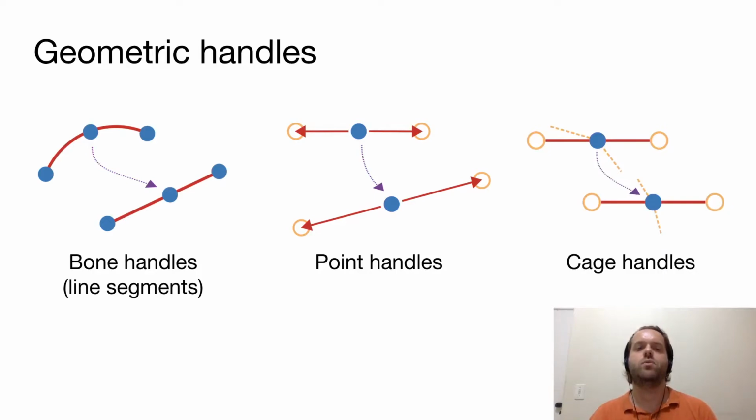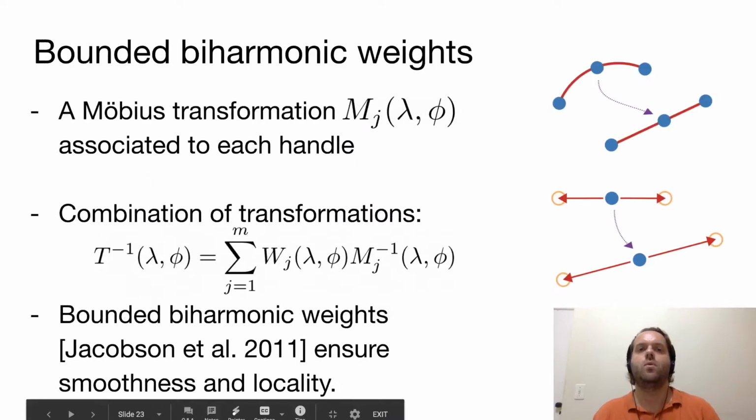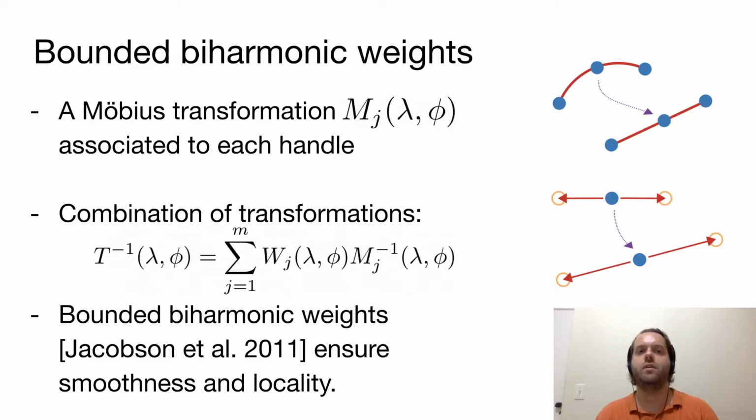For cage handles, we treat each of their vertices as point handles and linearly interpolate their weights over the cage edges. With all Möbius transformations Mj specified, what is left to define are the weights Wj that will combine them into a single result. We use the bounded biharmonic weights, since their locality and smoothness ensure that each Möbius transformation will only affect the area close to its handle, and that there will be no noticeable transitions in areas affected by different transformations.